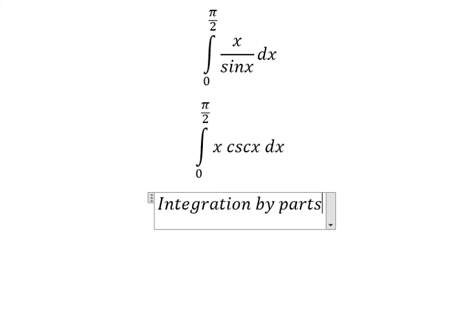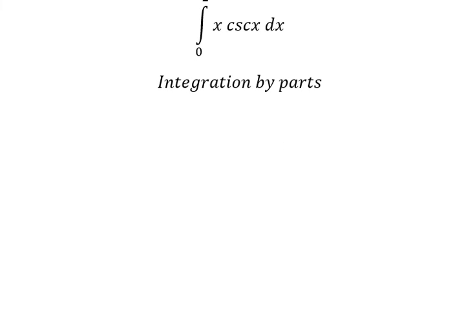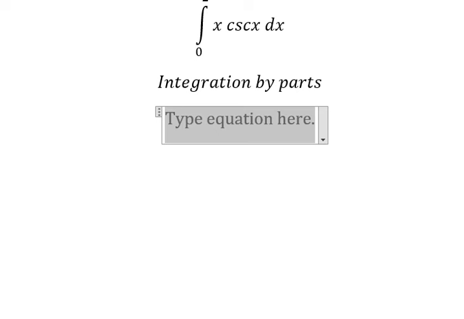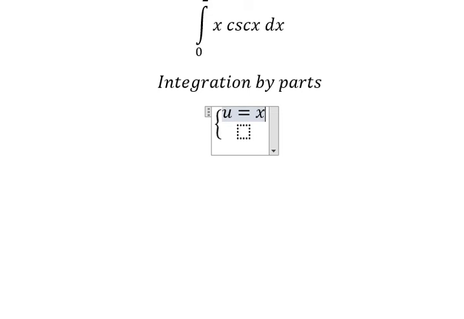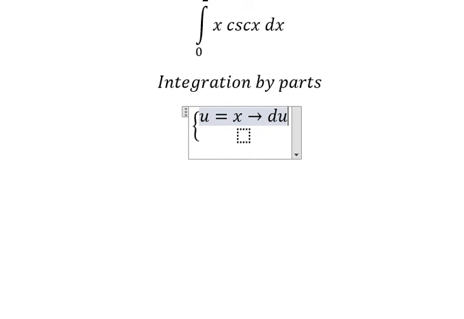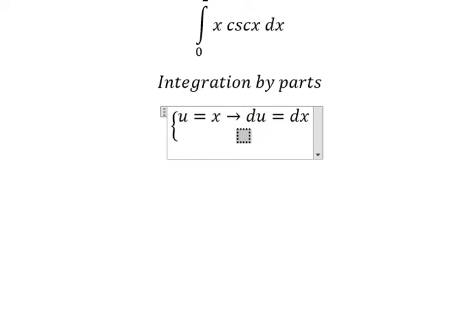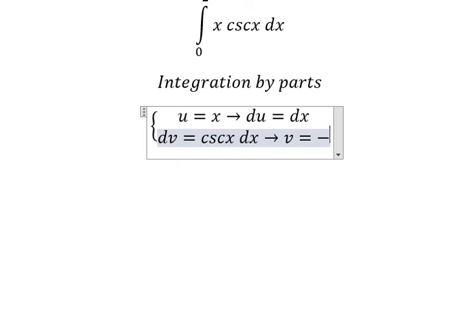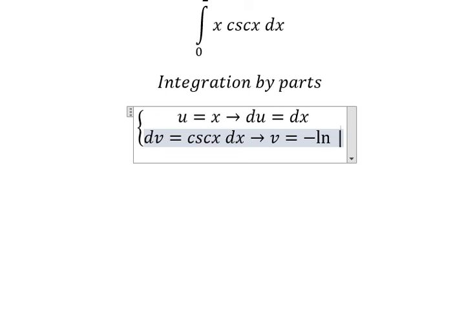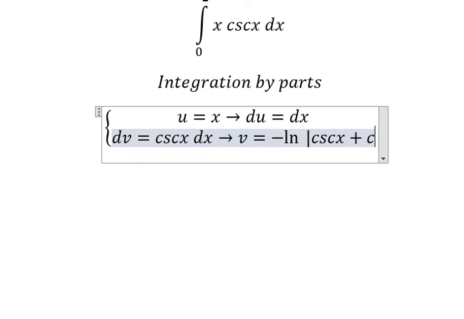by parts. So I will put u equals s. Later we need to take the first derivative of both sides, and we have du equals ds. For dv, we have cosecant of s ds. The integration of this one, we have v equals negative ln of the absolute value of cosecant of s plus cotangent s.